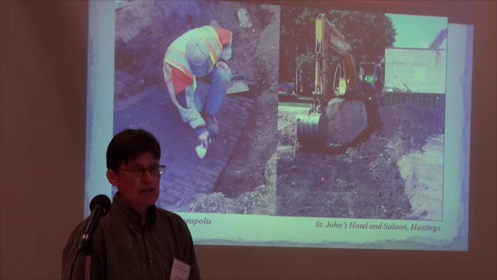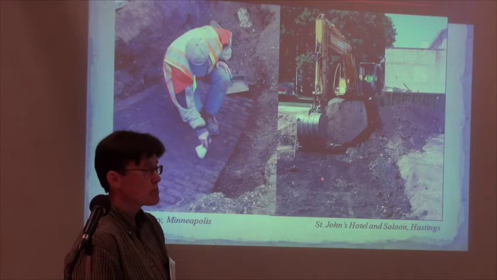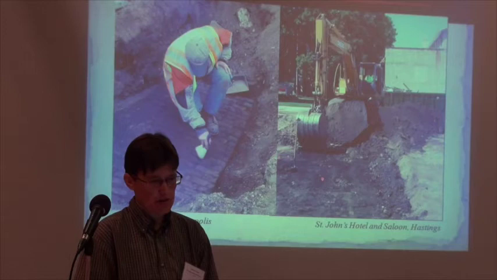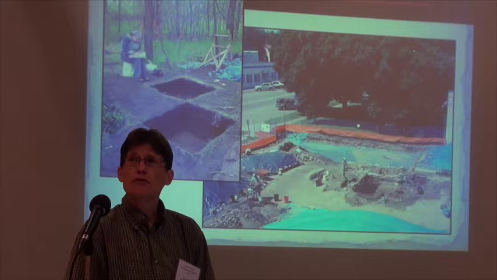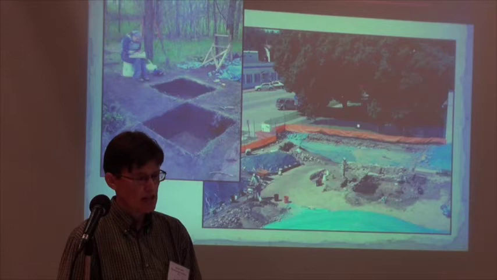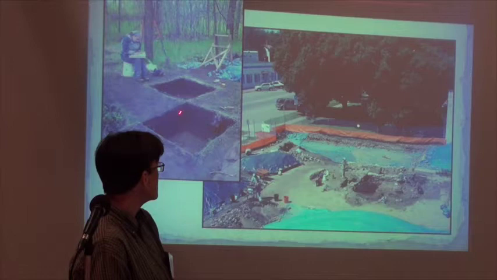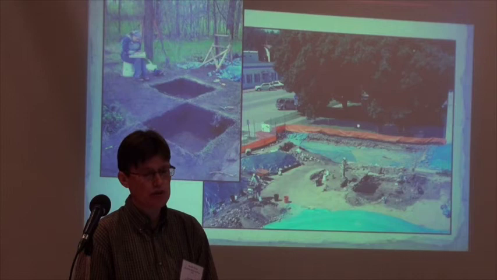These are some of the tools of our trade. We do the work that you think of with little brushes, trowels and dustpans, but we also use larger excavation equipment like the backhoe on the right. The scale of our excavations can vary from what you might think of as these little squares, typical of archaeology, to large-scale projects like the lower right. This is a Native American site near New Ulm, and this is the Hastings Bridge project that we did, the site of a saloon and a hotel.